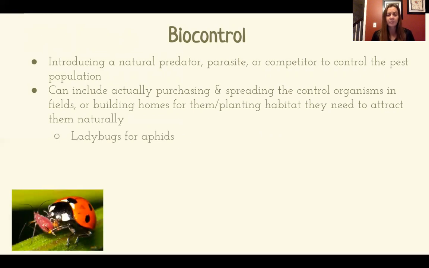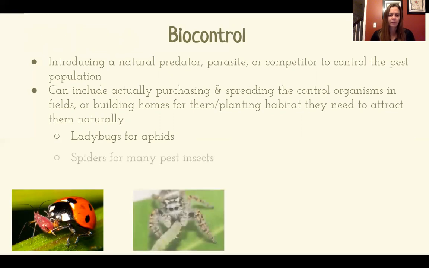So a great example of purchasing and spreading control organisms is ladybugs. These are commercially available. They are fantastic control for aphids, which are a sap-sucking organism that can cause huge amounts of crop damage. Spiders, of course, for lots of pest insects. Those are ones that we are more likely to create a habitat that is appealing for them. This is not something that we can commercially go out and buy spiders.